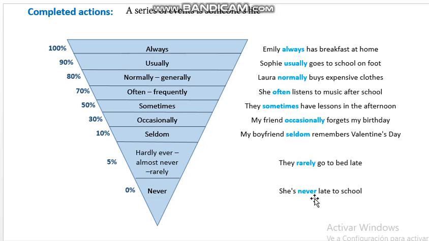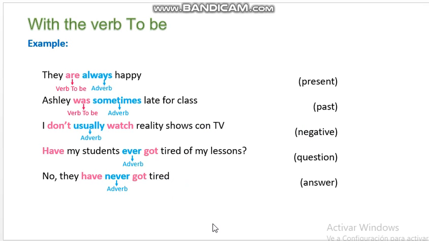Notice in the last sentence with the verb to be, the adverb of frequency comes after the verb. So we have is, and the adverb is after the verb to be. I am going to explain this part when we have the verb to be. In the examples that we have here, they are always happy. Are is the verb to be, and always is the adverb. Look at the position: the verb to be is before the adverb in this sentence. It is in present.